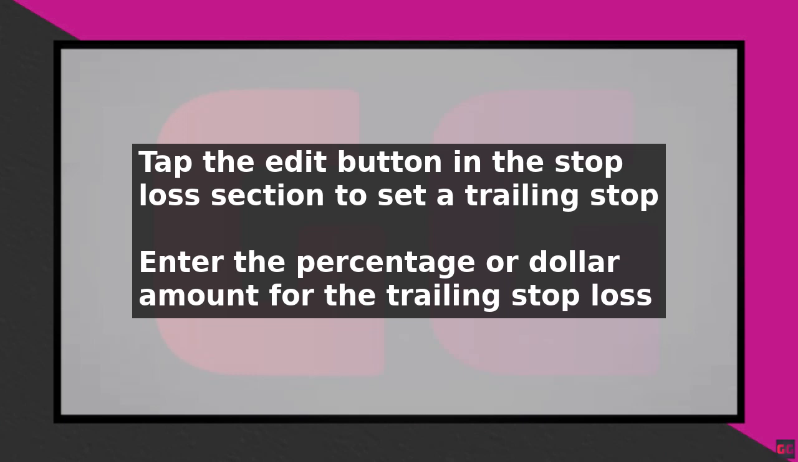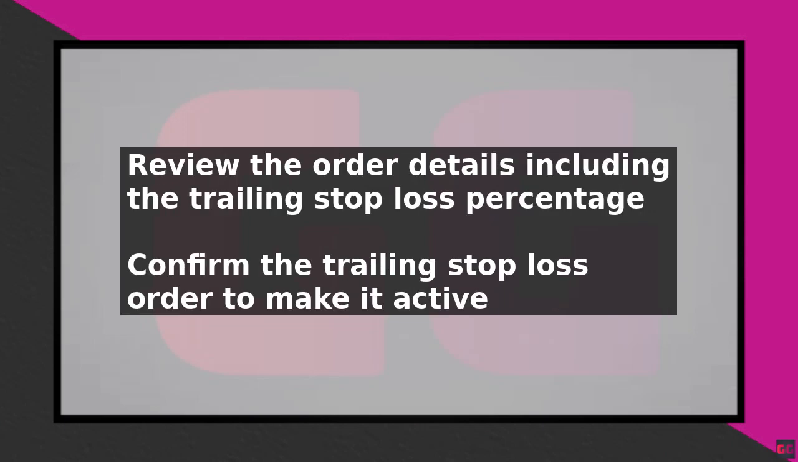Once you have entered the percentage or dollar amount, tap the review button to review your order. Make sure all the details are correct, including the trailing stop loss percentage or dollar amount. Finally, tap the confirm button to place the trailing stop loss order. Your trailing stop loss is now active and will automatically adjust to the current market price of the underlying asset.